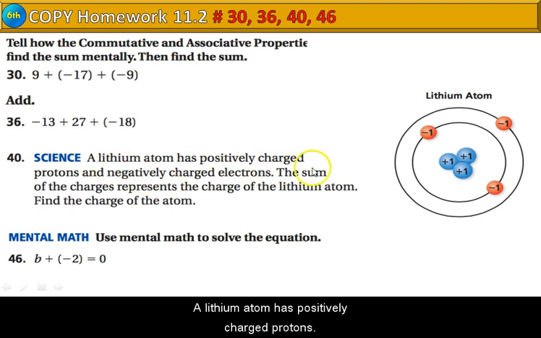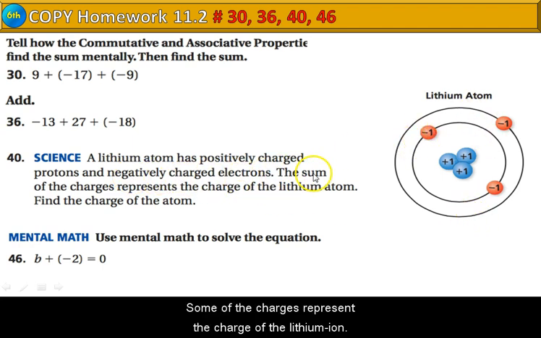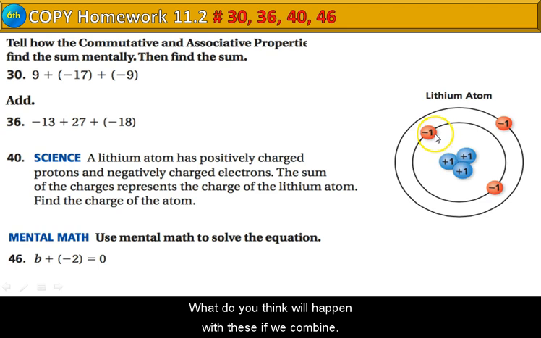A lithium atom has positively charged protons and negatively charged electrons. The sum of the charges represent the charge of the lithium atom. So I want you to find the charge of this atom here. Well, it looks like there are protons and electrons. What do you think will happen with these if we combine them?